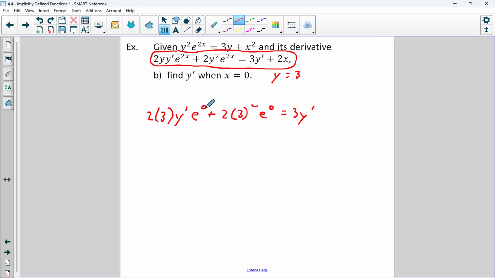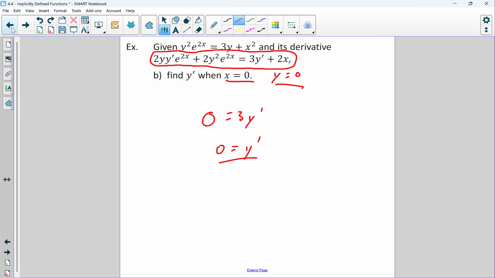Cleaning it up a little bit, e to the 0 is 1, so this is going to be 6y prime, plus that's going to be 9 times 2, which is 18 times 1, equals 3y prime. I'm going to go ahead and move the 6y prime over to the right. That's going to be negative 3y prime. Divide, y prime equals negative 6. So when x equals 0, y prime could equal negative 6, or y prime could equal 0.